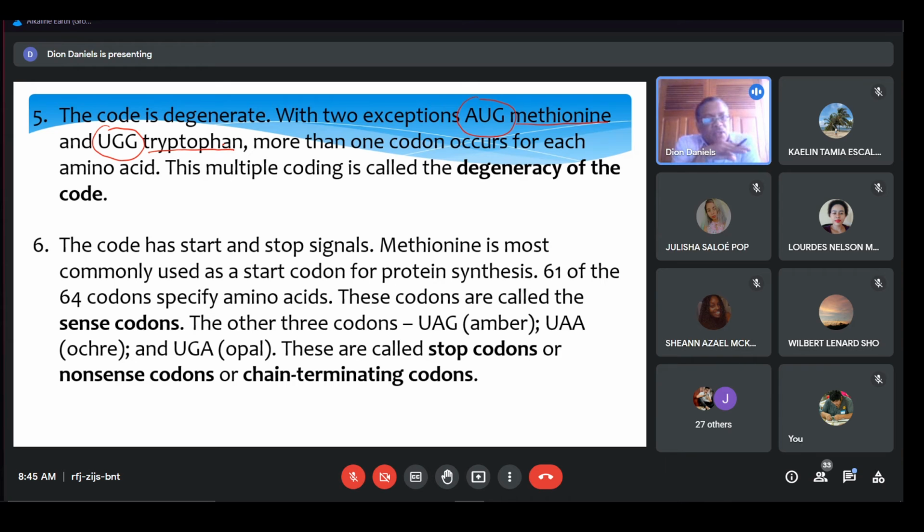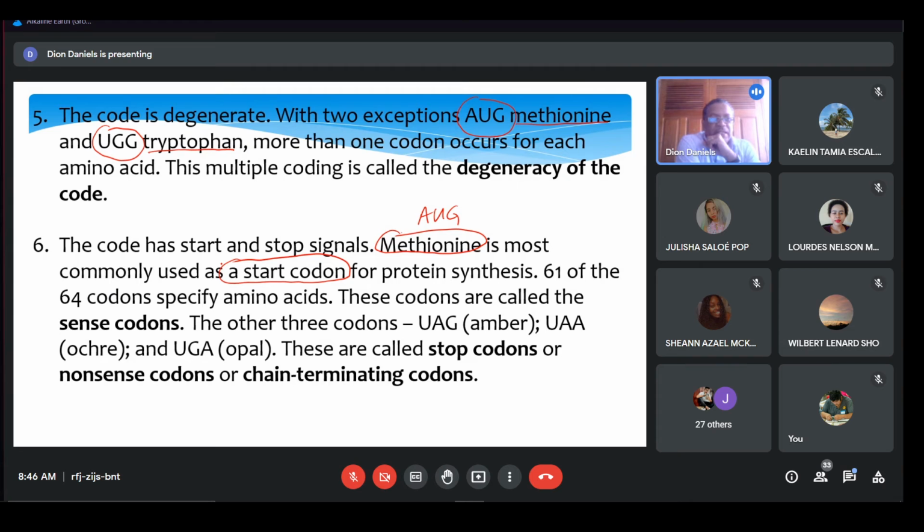The code has start and stop signals. Methionine, which is AUG, is most commonly used as a start codon for protein synthesis. So all the time you will have that particular codon being the first one. That is the start codon in protein synthesis.